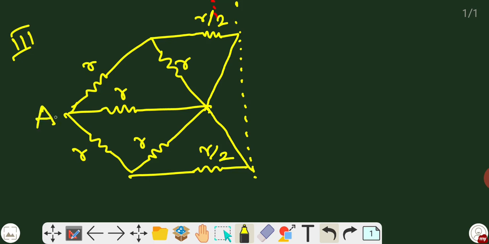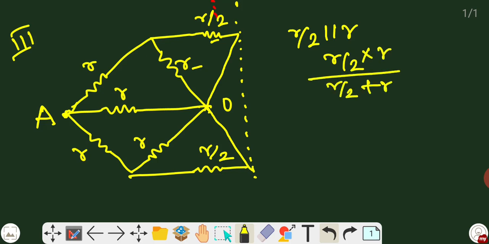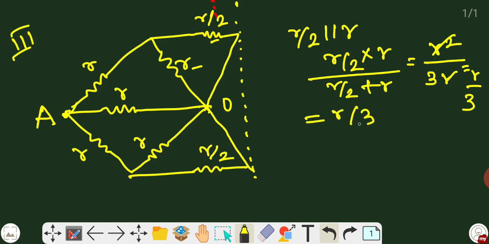So let us make this point a and this O. Okay, so we have to find the equivalent resistance across this resistance only now. So we have changed the name over here. Fine. So now this R by 2 and this R are in parallel with respect to each other. So R by 2 is parallel to R. So R by 2 into R upon R by 2 plus R, that is R square upon 3R, that is R by 3. Okay, so the result is R by 3.